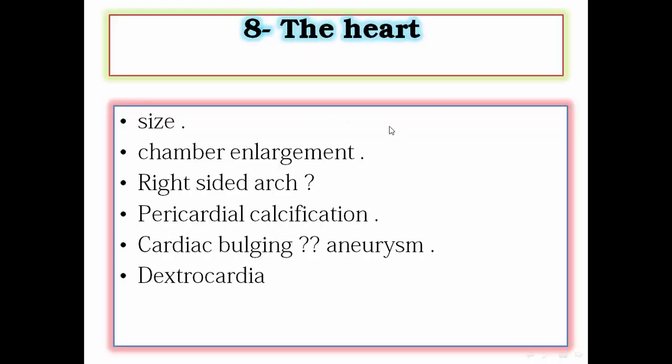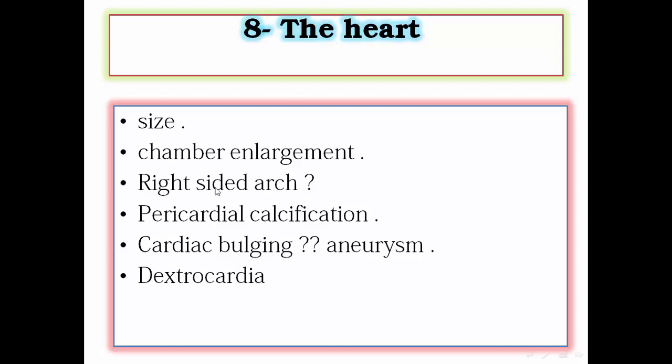Okay, after that we go to the heart. Firstly, we should comment on the size of the heart. Is it enlarged or not? Because sometimes, if it's a four-chamber enlargement, it's really difficult to differentiate this from pericardial effusion or tamponade. If there is a chamber enlargement, especially left atrial enlargement, that's very important. They do this in the rapid reporting.